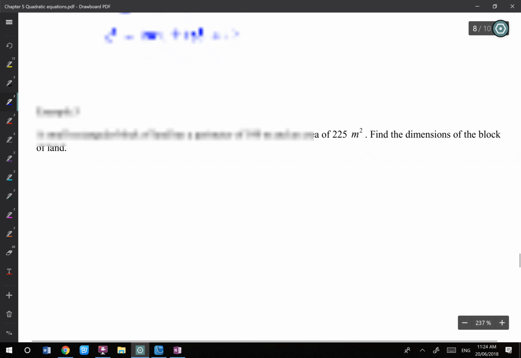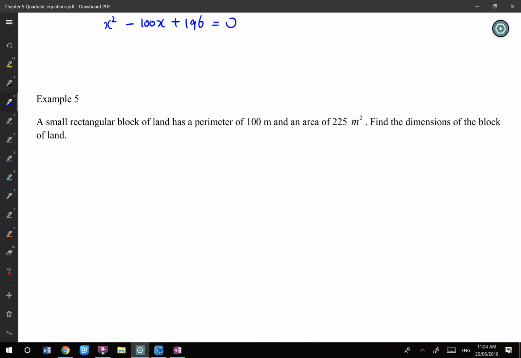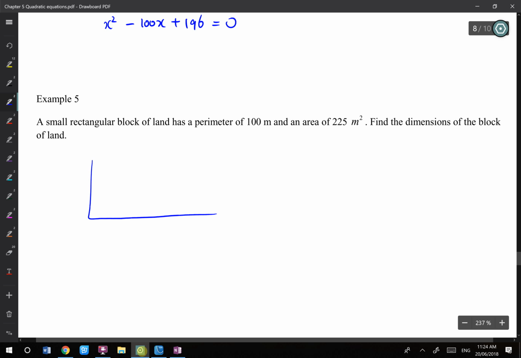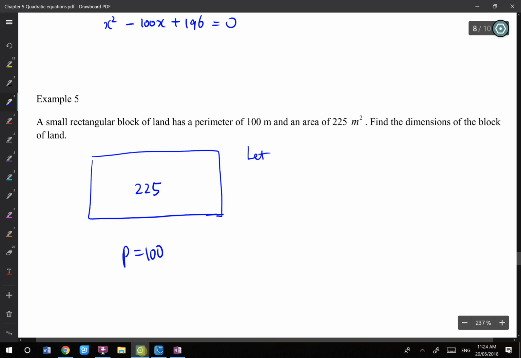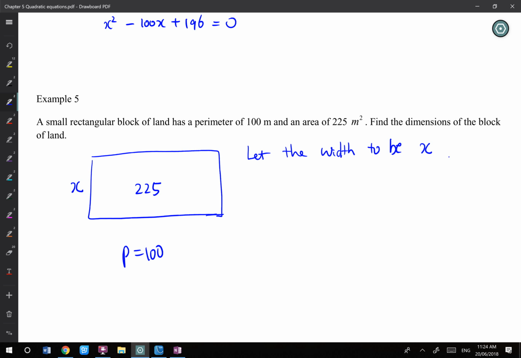Let's look at the last one. A small rectangular block of land has a perimeter of 100 and the area is 225. Find the dimensions of the block. If I let the width be x, what does your length need to be in terms of x?